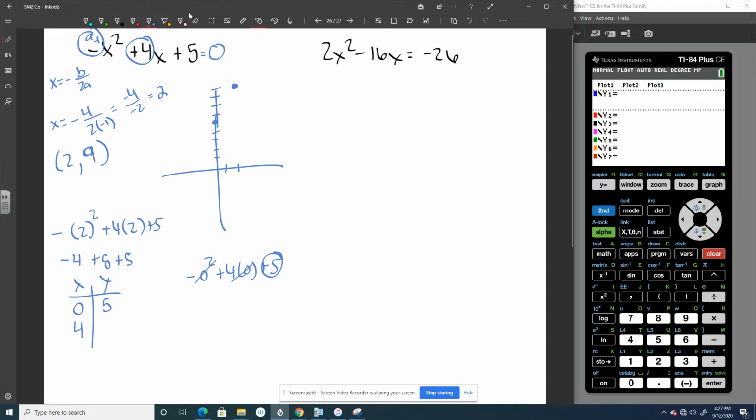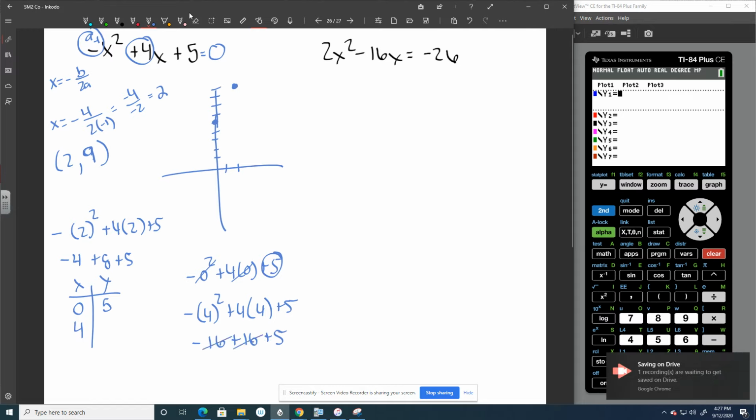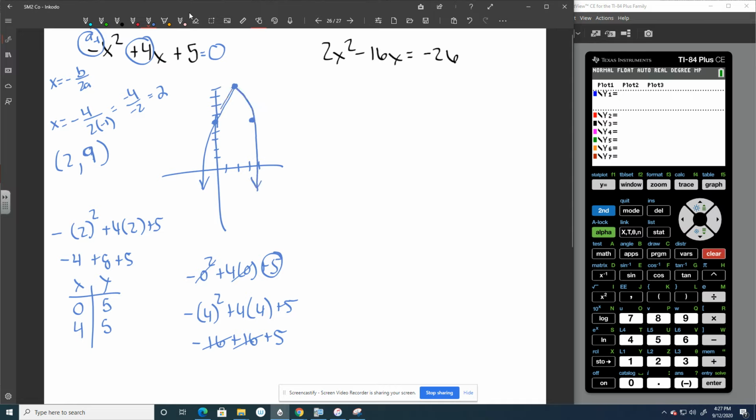And now when x is 4, so let's plug that in. Negative 4 squared plus 4 times 4 plus 5 gives me negative 16 plus 16 plus 5. Those cancel each other out, and I'm left with 5 again. So when x is 4, y is 5. So my graph is going to look something like this, just with a little bit more smooth change in distance there. So my graph's going to look something like that.